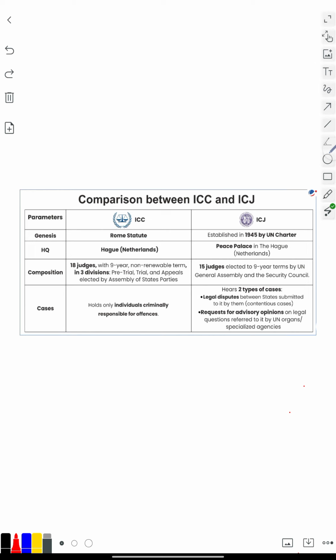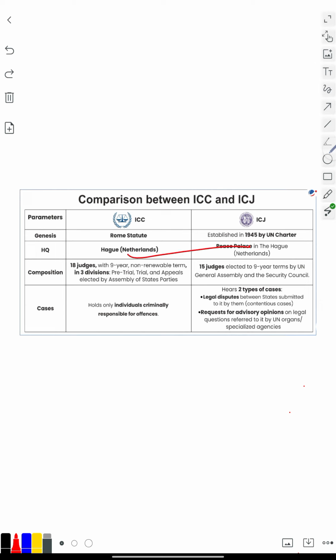The Rome Statute is the place where the signature for this court was made at the initial time. So at this place, Rome, the ICC, International Criminal Court, came into existence. That's why we call it the Rome Statute. Through the Rome Statute, the ICC came into existence. But the International Court of Justice came into existence because of the UN Charter, because it is a United Nations body.